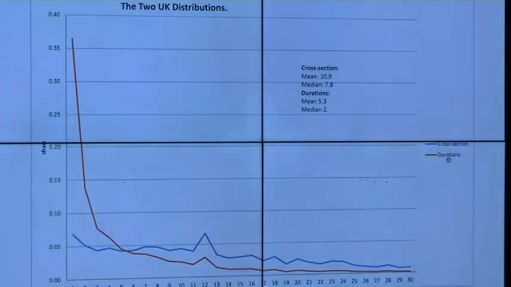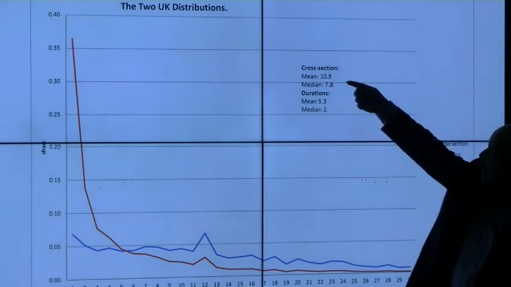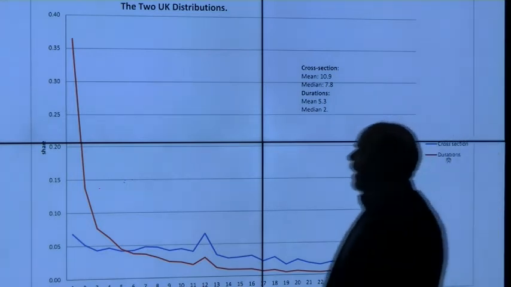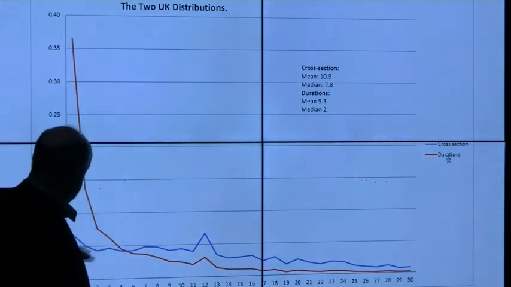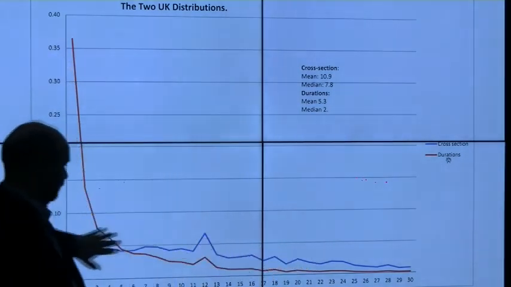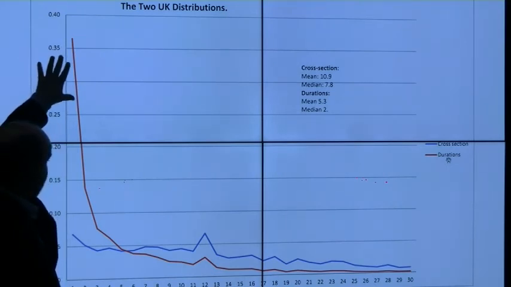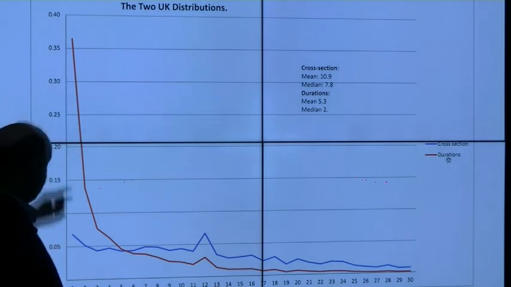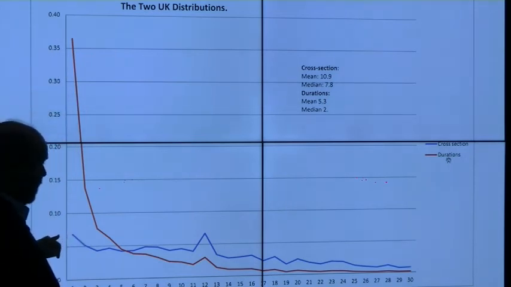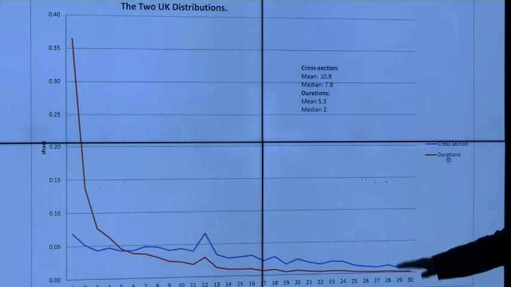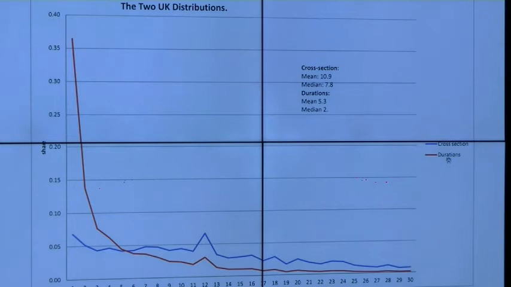But we can look at the two UK distributions here, and we can see we've got the cross-section. The mean is 10.9, the median 7.8. For durations, the mean is 5.3, the median 2. This is the durations. This is the cross-sectional one. So we can see there's a lot of short-run durations, but in cross-section, they become much less important. Whereas the long tail, I've cut it off at 30 months here, is much more important in the cross-section because long price spells get weighted much more.